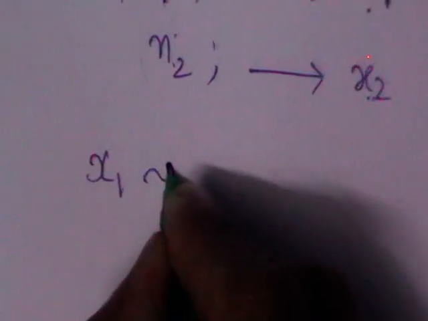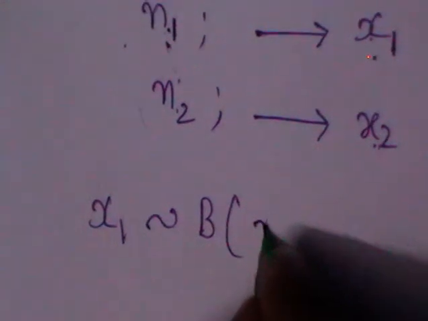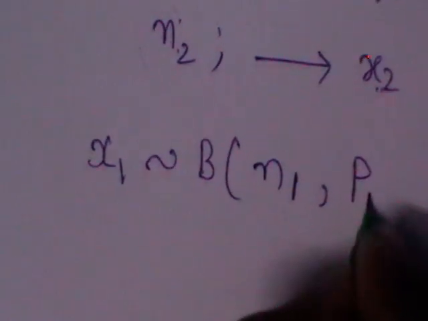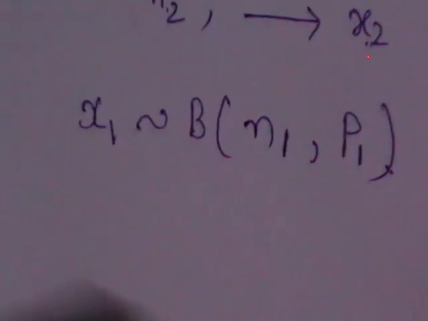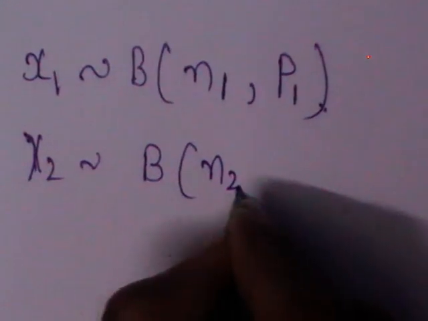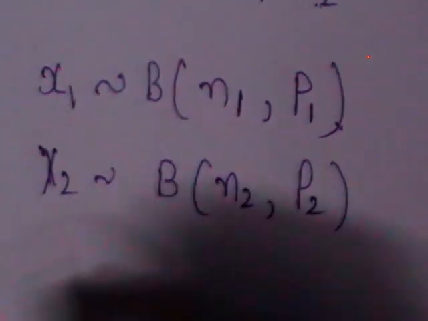As we are classifying the sample into two categories again, x1 is which variate? It is a binomial variate with parameters n1, P1. As parameters you should write capital letters here. Parameter stands for population characteristics. Here x2 also follows a binomial variate with parameters n2 comma P2.